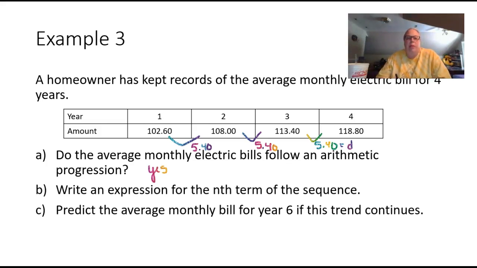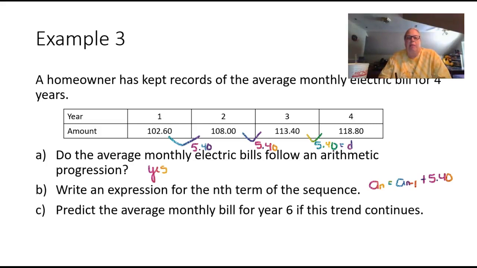Now, part B, write an expression for the nth term of the sequence. It looks like my nth term is going to be the term right before it, or the month right before it. There should be a minus there, not a plus. And then plus 5.4.